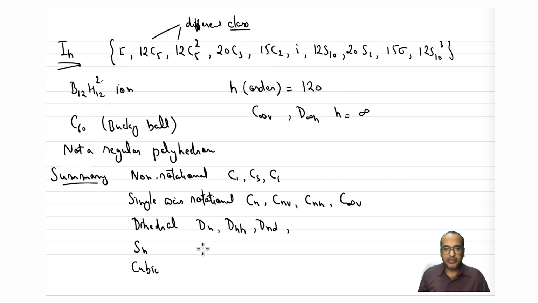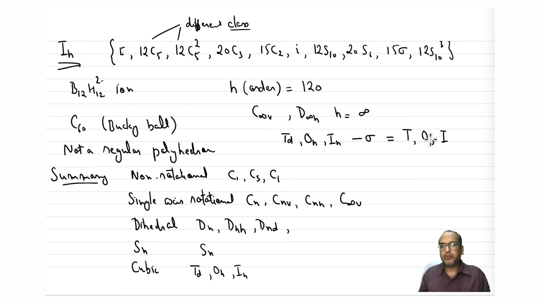And then we have SN, and cubic we had seen TD, OH, IH. So actually cubic had more point groups. Let us also see here itself. If you remove sigma out of these three, so minus sigma, then you will get the corresponding T, O, and I point groups. So you can see that T, O, and I point groups are subsets of TD, OH, and IH point groups. So T is a subset of TD.